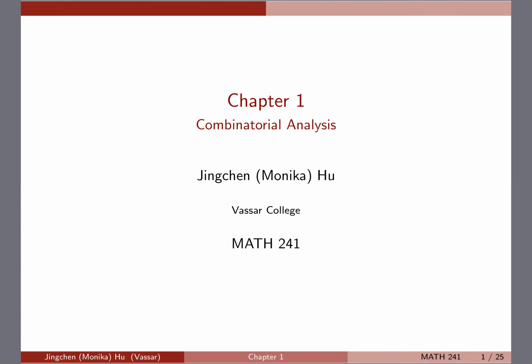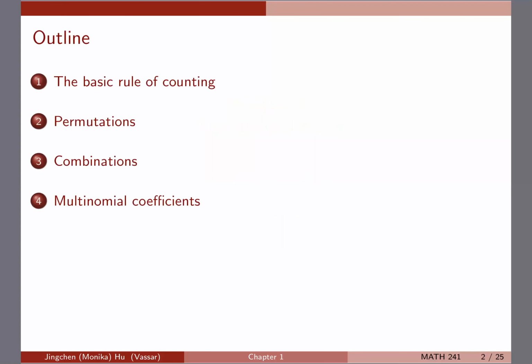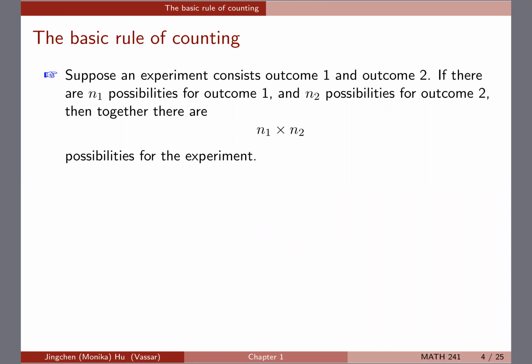And we're going to start with our first chapter, Combinatorial Analysis. The first topic is the basic rule of counting. Suppose an experiment consists of outcome 1 and outcome 2. If there are n1 possibilities for the first outcome and n2 possibilities for the second outcome, then together there are n1 times n2 possibilities for the experiment.